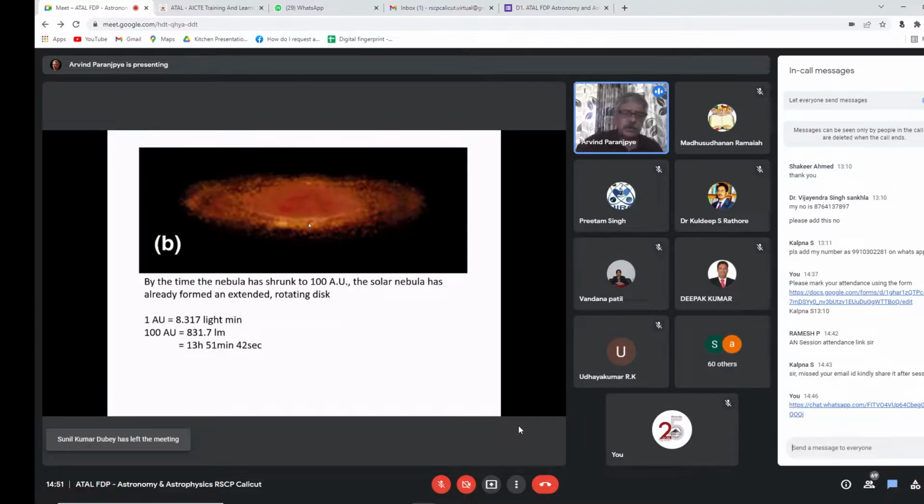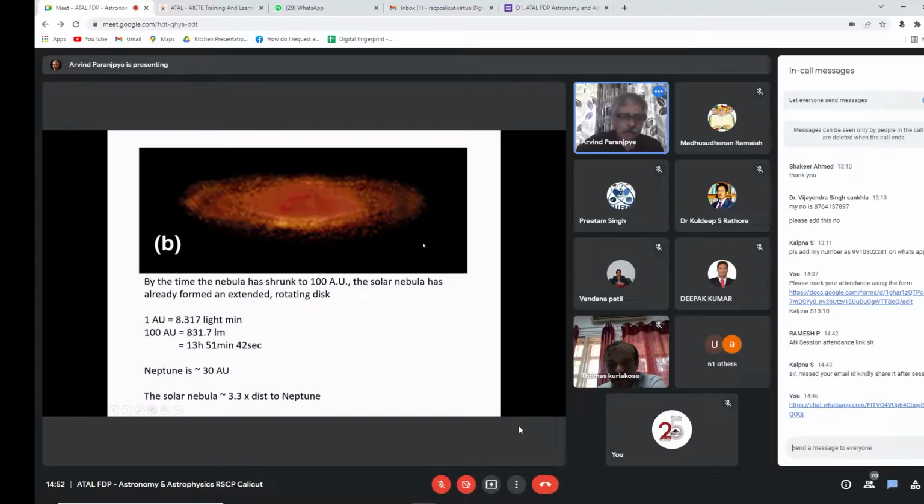Now I told you that 1 astronomical unit is 1.317 or 1.32 light minutes. So 100 astronomical units is something like 832 light minutes, which comes out to be something like 13 hours, 15 minutes, and 42 seconds. So what we are trying to say is that light takes approximately 13 or nearly 14 hours to travel from one end to the other. So that is the size of this nebulosity. And to put this in perspective, Neptune is approximately 30 astronomical units away.